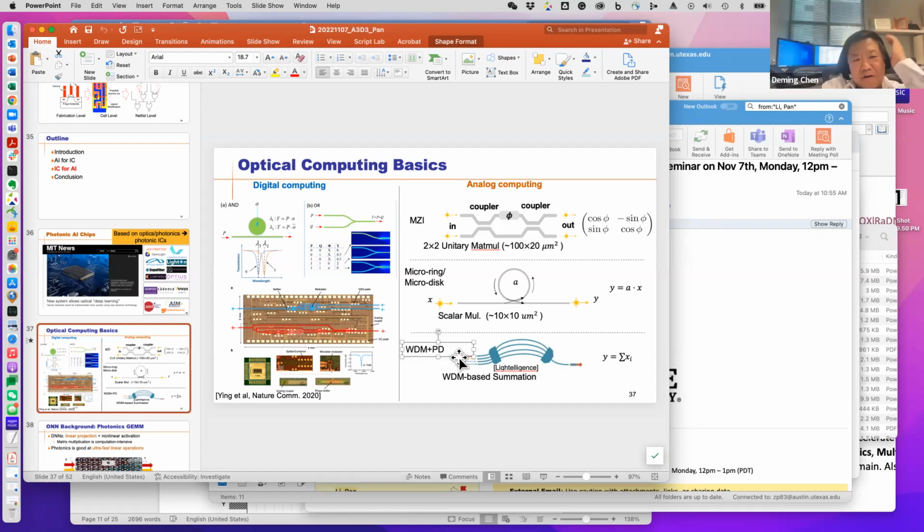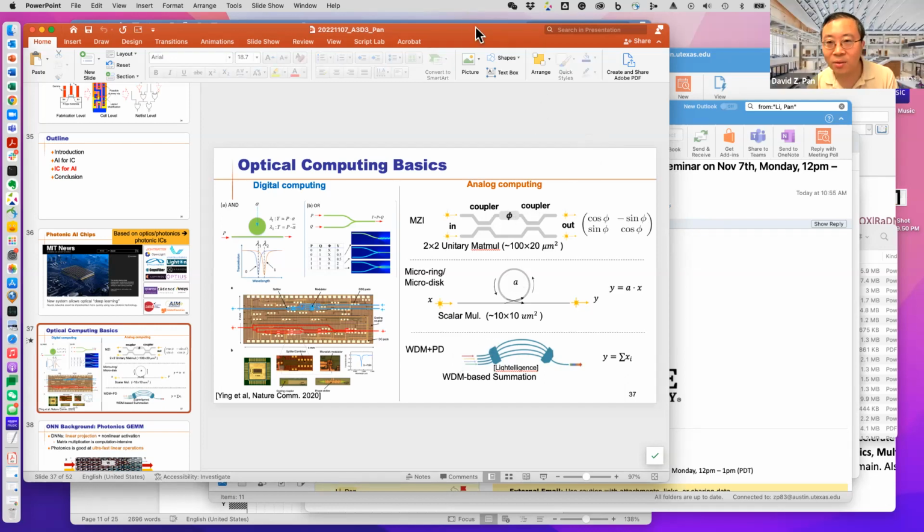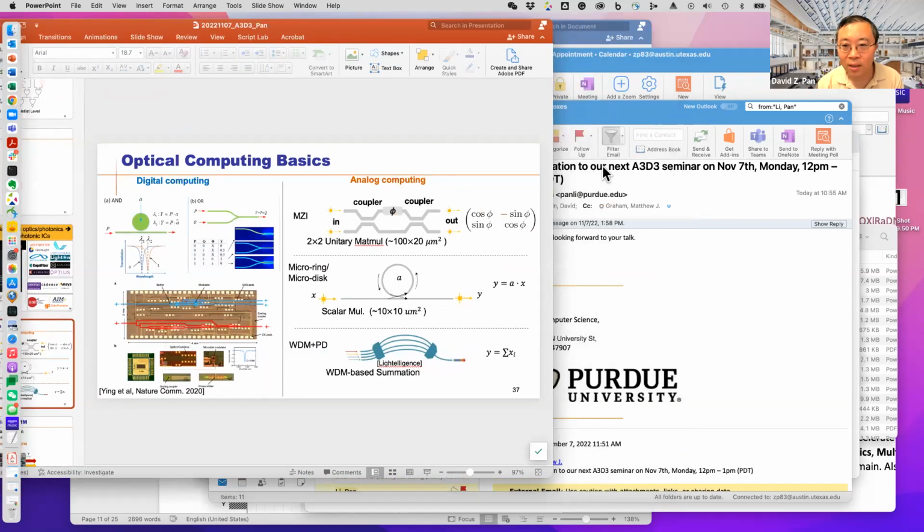Right, that's only for communication, is that right? Yeah, it is communication. But meanwhile, when you are doing computation, I didn't show the details here, but you can actually have multiple wavelengths that can accumulate and then do more operations.